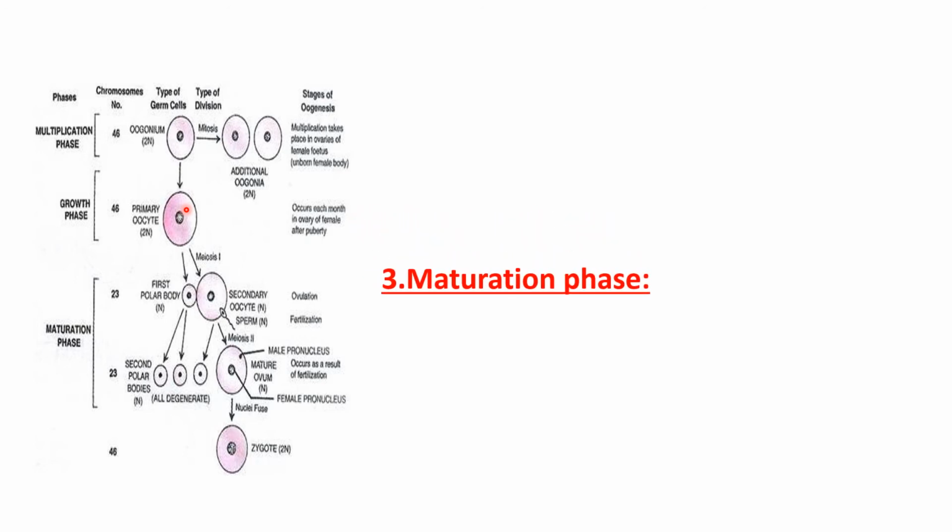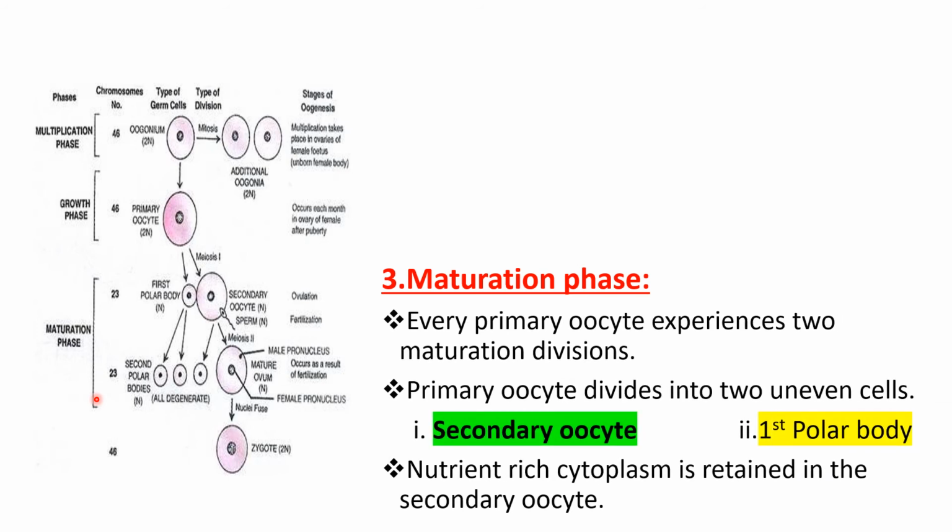The third phase is the maturation phase. Let us see what happens under the maturation phase. Here, every primary oocyte experiences two maturation divisions. This is the primary oocyte. After completion of the growth phase, each primary oocyte enters the maturation phase. When it enters the maturation phase, it experiences two types of divisions. The primary oocyte firstly divides into two uneven cells. This is the primary oocyte. Firstly, it divides into two unequal cells.